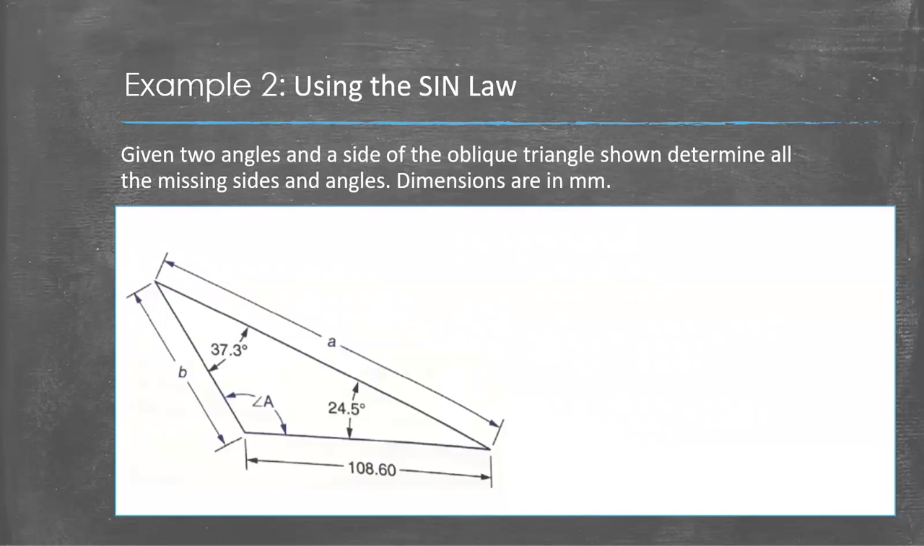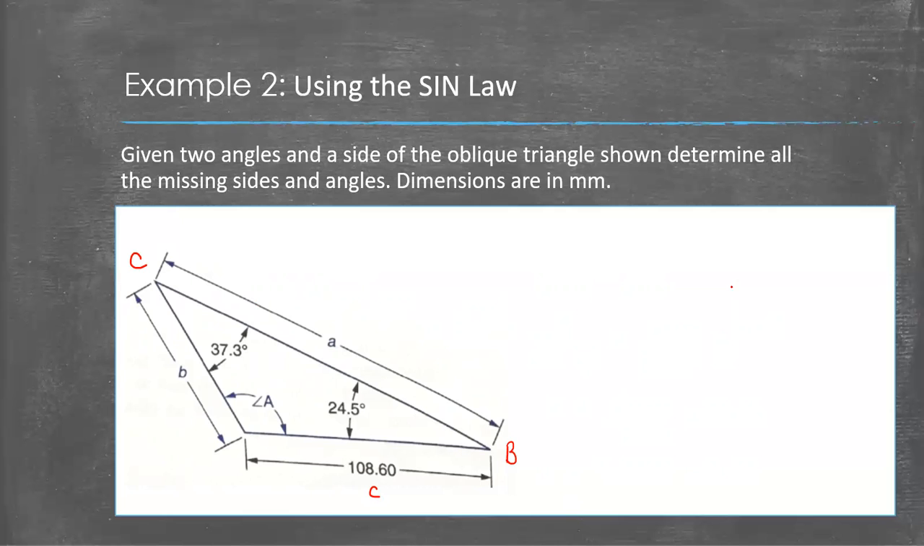This one says given two angles and a side of the oblique triangle shown. Oblique means it has an angle greater than 90 degrees. Determine all the missing sides and angles. Dimensions are millimeters. So in this case, we want to find A, we want to find B, and we want to find angle A. So labeling our sides, little b is here, the angle opposite is going to be there. So that must mean this is C and this is little c.